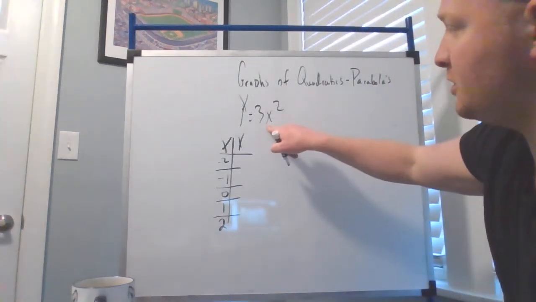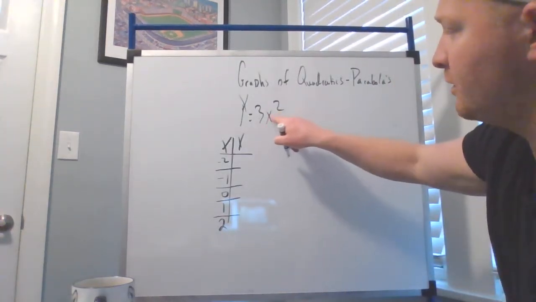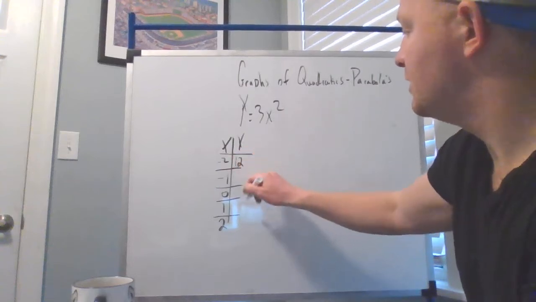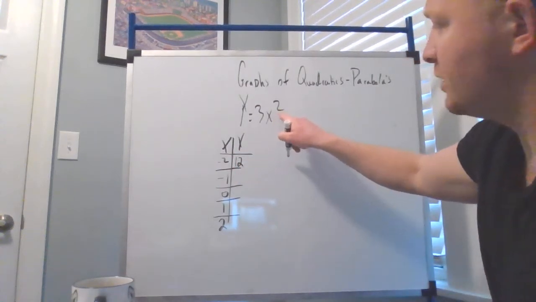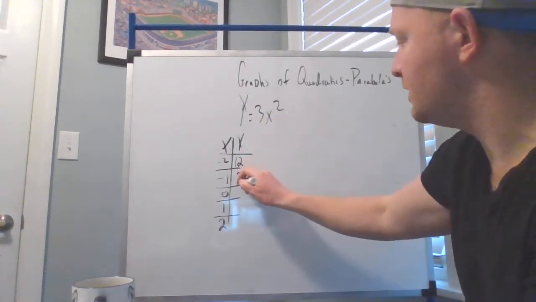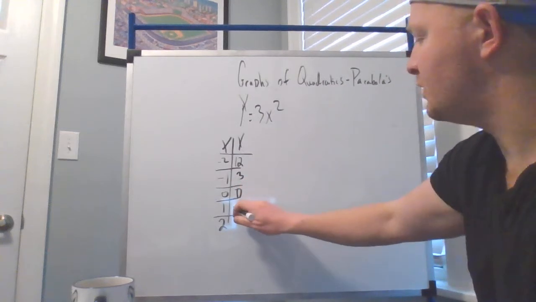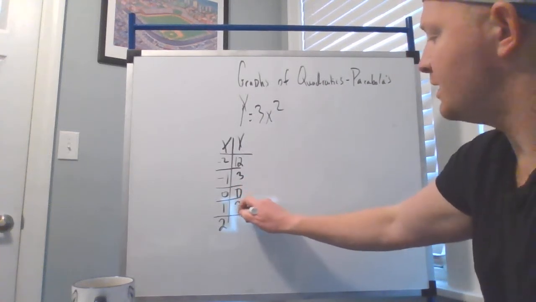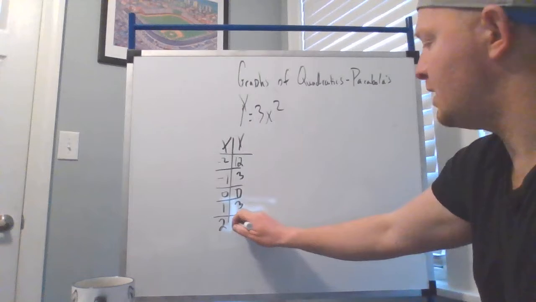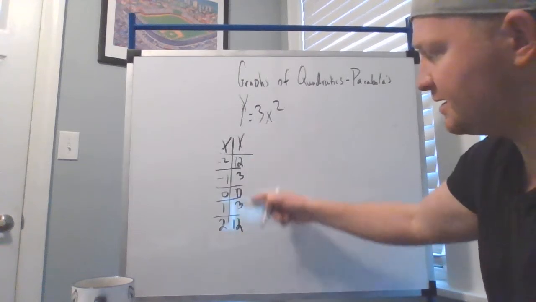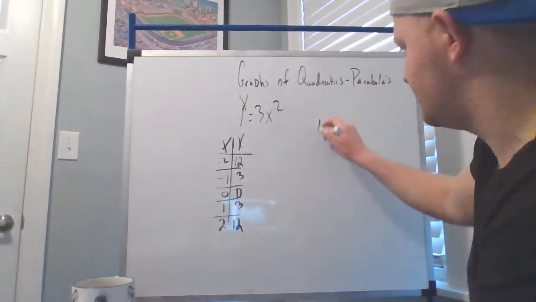When x is -2, I get 4. 4 times 3 is 12. X is -1. -1 squared is 1 times 3 is 3. When x is 0, y is 0. When x is 1, y is 3. When x is 2, y is 12. Hence that symmetry on the point testers.